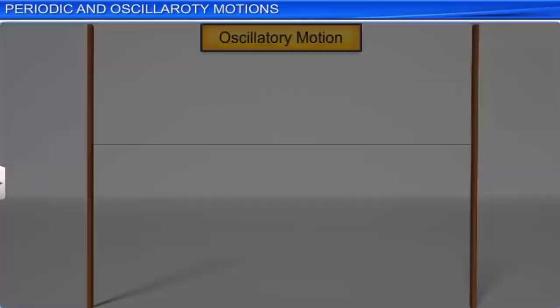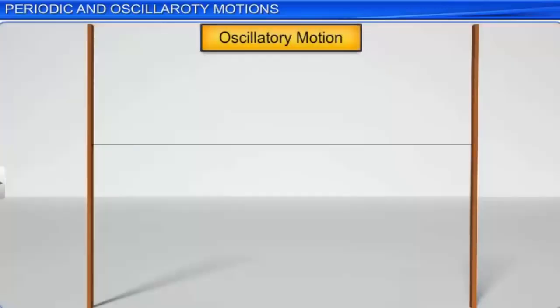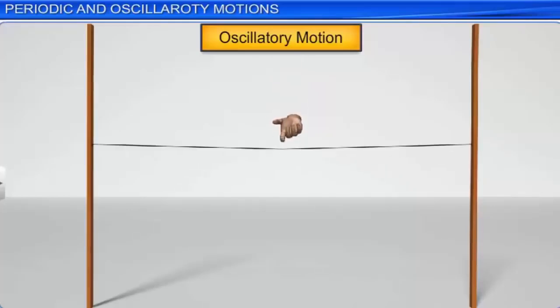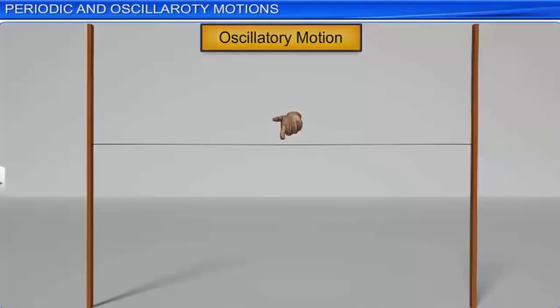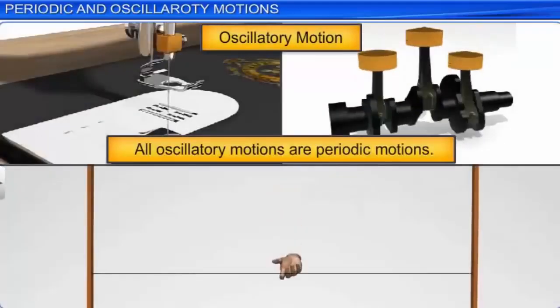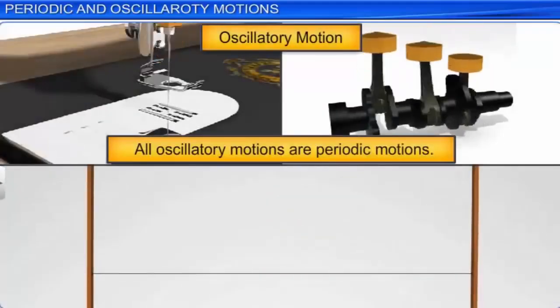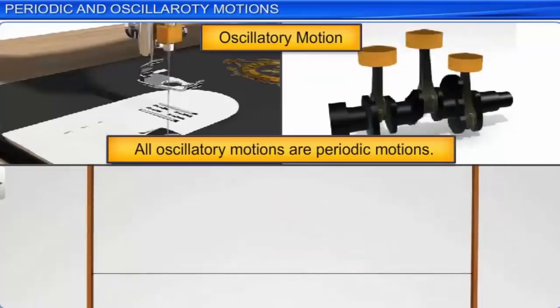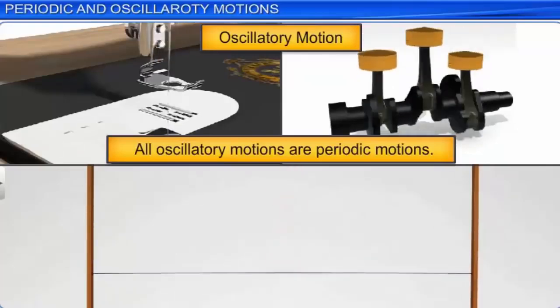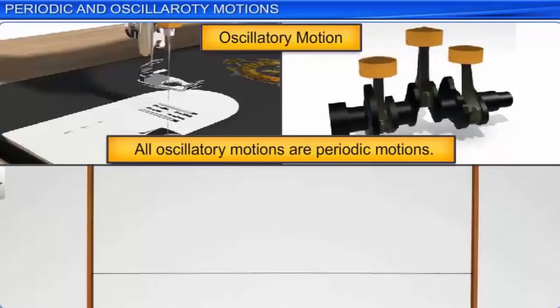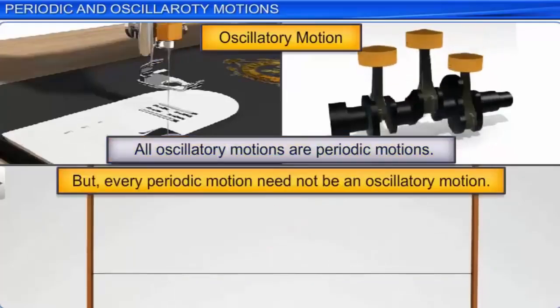Let us consider a string fixed tightly between two walls. When the string is plucked and released, it executes to and fro motion. All oscillatory motions repeat themselves after regular intervals of time and hence are periodic motions. However, every periodic motion need not be an oscillatory motion.